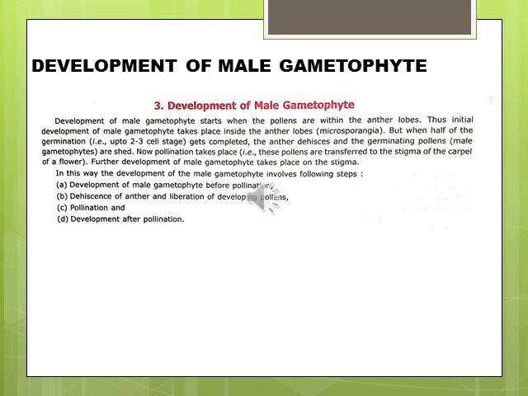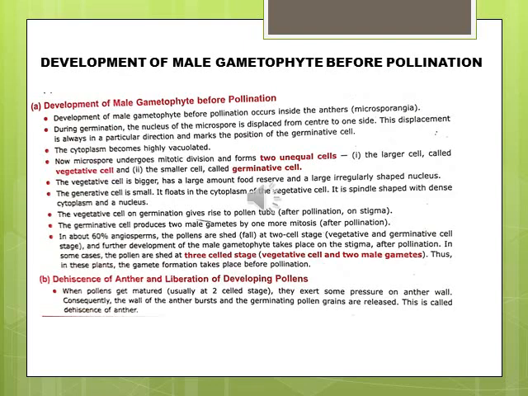after pollination. Now today I will explain you two parts, that is development of male gametophyte before pollination, and I will explain you till dehiscence of anther, that is once the pollen grains are released. Development of male gametophyte before pollination starts inside the anthers.